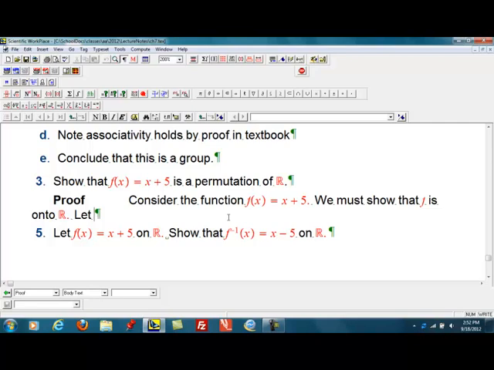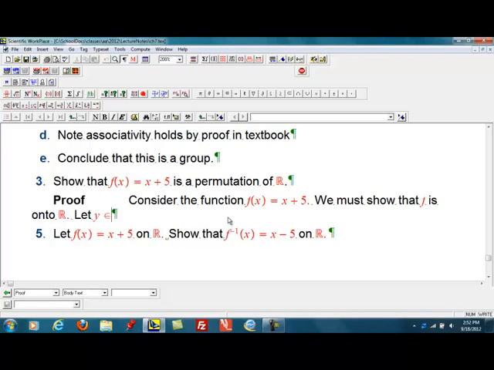So if we start with y in the range, we want some x plus 5 to be equal to that y. So solve this for x. Y minus 5. So y minus 5 is the preimage that gets back to y. And so then we're just going to look at f of y minus 5 and plug that in to see that that is going to be our preimage.